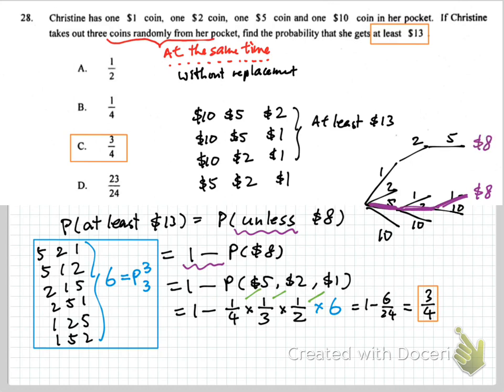There are 6 such branches going 1, 2, 5. So you have to multiply that by 6 because that 1, 2, 5 branch is going to repeat itself 6 times. So the answer is 3/4.